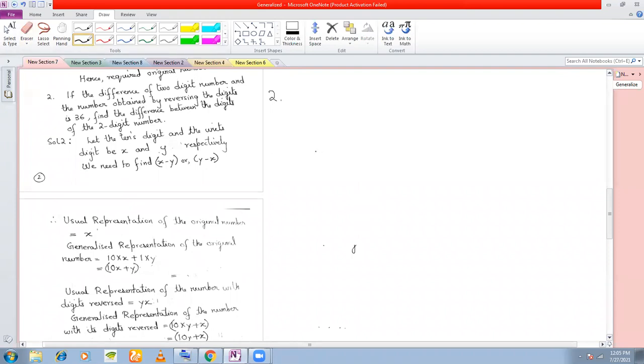If the difference of the digits of a 2-digit number and the number obtained by reversing the digits is 36, find the difference between the digits of the 2-digit number. If the difference of the digits of a 2-digit number and the number obtained by reversing the digits is 36, okay.